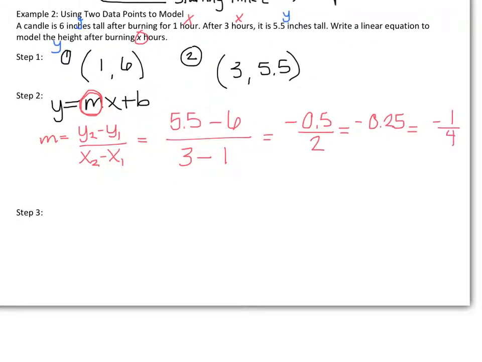Negative 1/4. Okay. With slope, remember that it's easiest if it's in a fraction, because when it's on the graph, you can just go up and over, up and over. So there's our slope. Doing good. That's step 2.